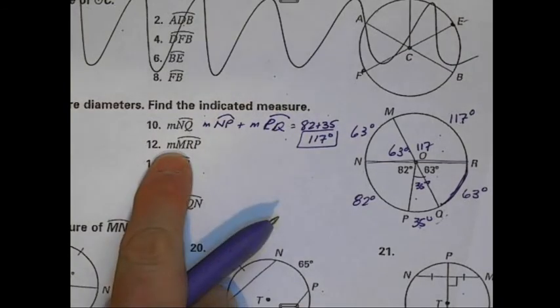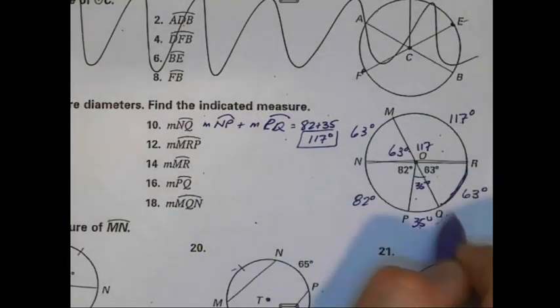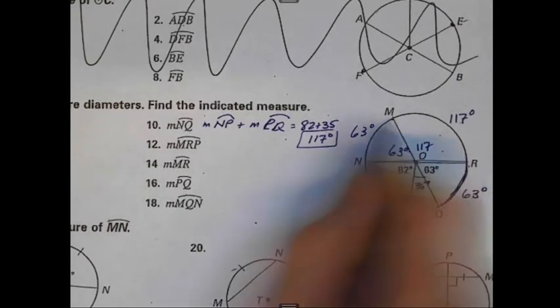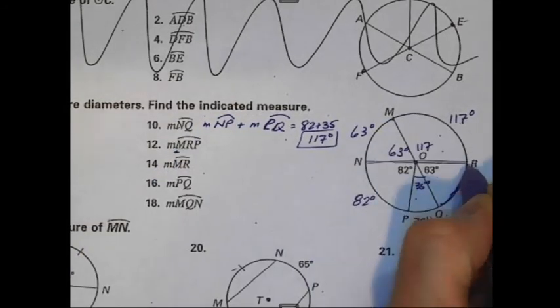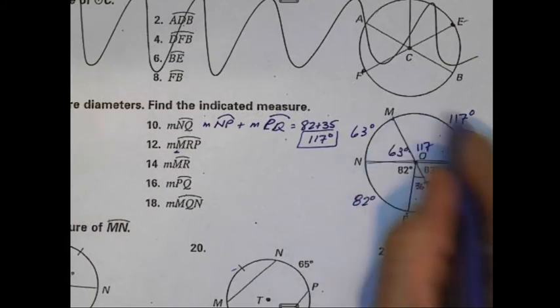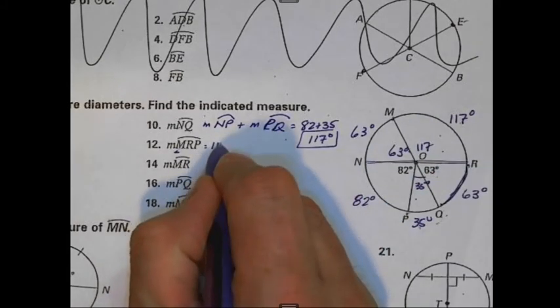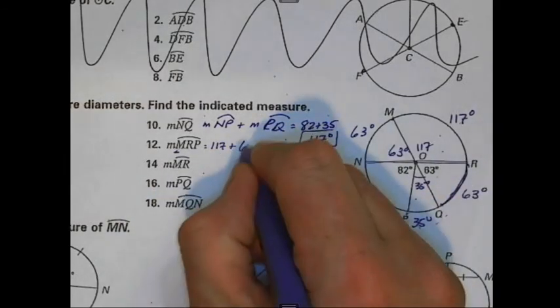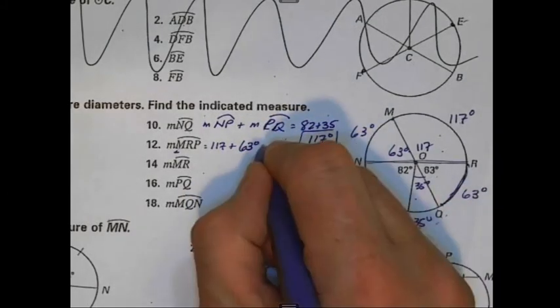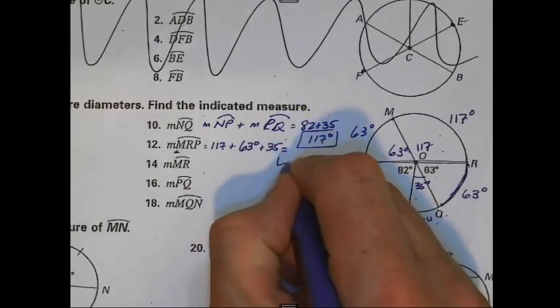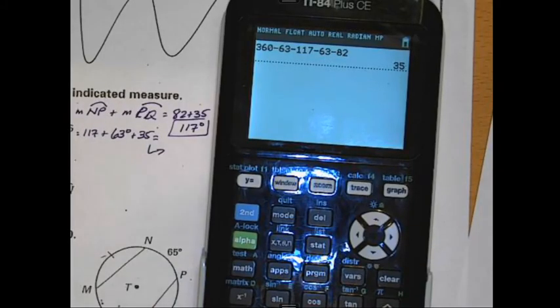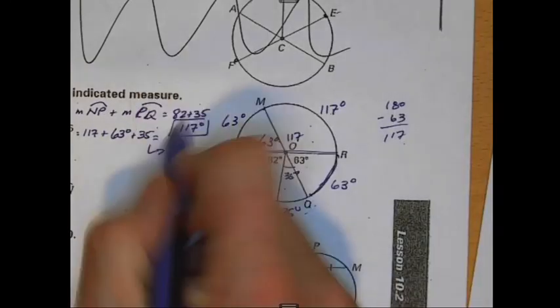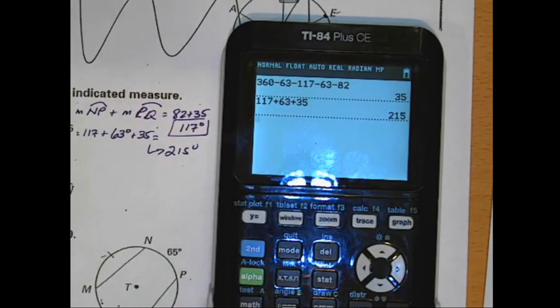How about MRP? M to R to P. Start at M, go to R, go to P. Whatever numbers I add, I'm going to add those together. So I'm going to get 117. R to Q is 63. And then Q to P is 35. So I'm going to add all those together. I guess I'll use a calculator. That's 117 plus 63, which is 180. Plus 35 is 215 degrees. Sorry about that. I moved that calculator away really quickly.